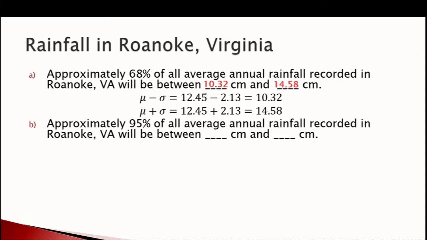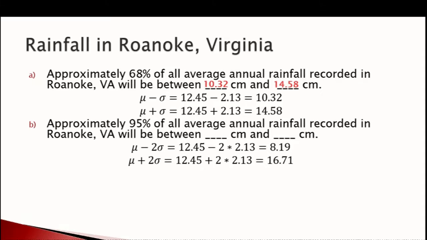So since it's 95% this time, you know that the bound should be two standard deviations away from the mean, with the lower bound being mu minus 2 sigma and the upper bound being mu plus 2 sigma. You have the value for mu, you have the value for sigma, we just substitute in. So the first one, taking the mean, subtract 2 times the standard deviation, we get 8.19. And then adding the two quantity instead of subtracting them, you should get 16.71.